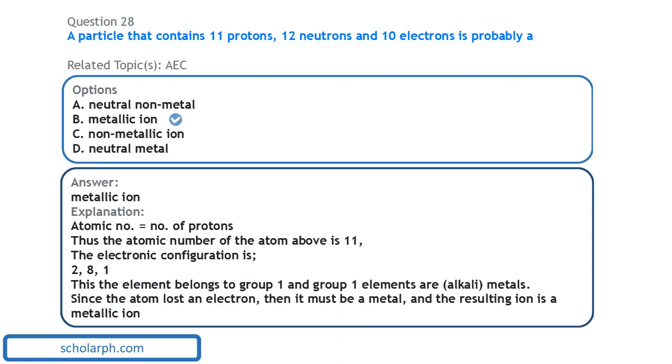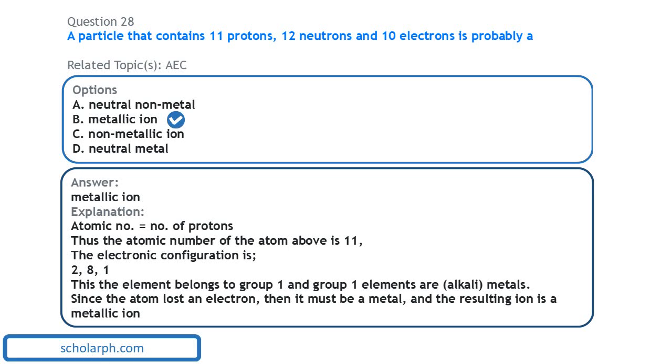Alright, let us work with the atomic number of that atom. The atom here in question has 11 protons, meaning its atomic number is 11. So if I write the electronic configuration, it is 281. Now the number of protons is equal to the number of electrons. As it has 11 protons, it's supposed to have 11 electrons, but yet it has 10 electrons, meaning that it has donated 1 electron.